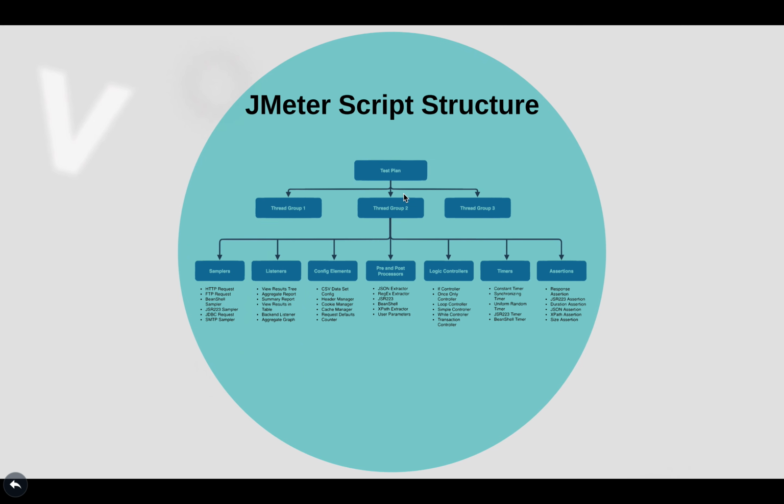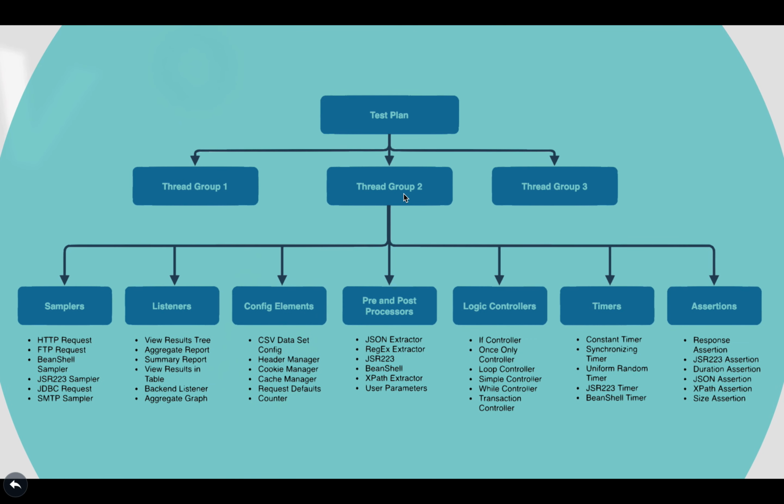So this is a typical JMeter script structure. I'll just zoom it out. And it can have a test plan, and under that test plan the script can have multiple thread groups, as depicted in this picture. Test plan will have a number of thread groups, but a script will only have one test plan. Okay, so just so you don't get confused, a script will only have one test plan, but it can contain a number of thread groups under that test plan.